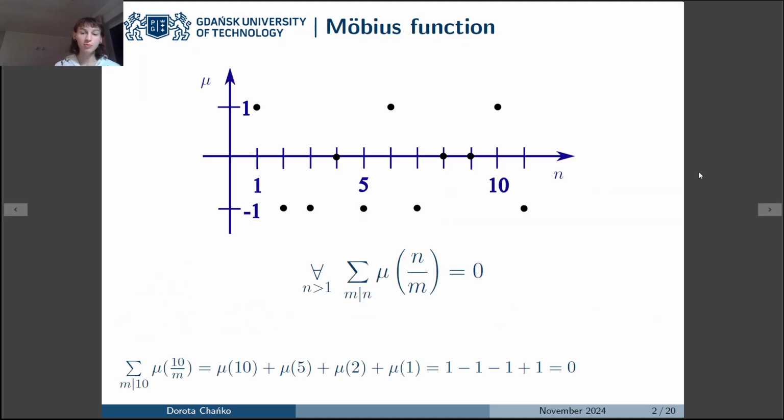This is the graph of Mobius function, at least for the first 11 numbers. And there is an interesting property that for n greater than 1, the sum over factors of n, mi of n over its factors, is 0. N over its factors is still factors of n. And of course, it's true for n greater than 1 because mi of 1 is just 1.